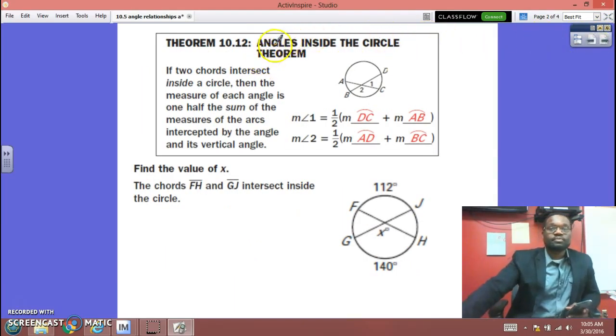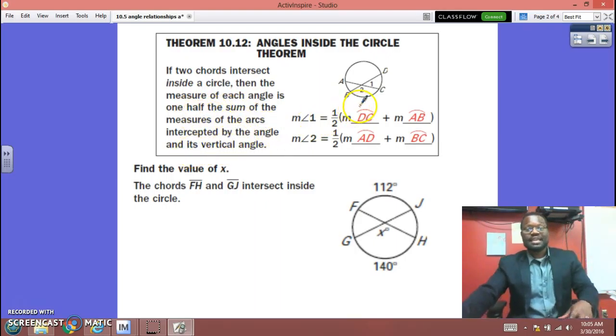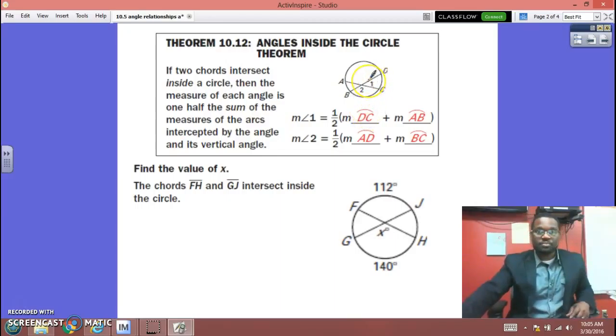The next thing, angles inside the circle. If two chords intersect inside a circle, then the measure of each angle is half the sum of the measures of the arcs intercepted by the angle and its vertical angle. In English, what that says is, if you want to know the measure of angle 1 right here, then this arc that intercepts that angle and this arc, you add them together and divide by 2. And since those are vertical angles, this side and this side are going to be the same. Same thing goes for angle 2 here. This arc AD plus this arc BC divided by 2 will be the same thing as this side and this side because they're vertical angles.